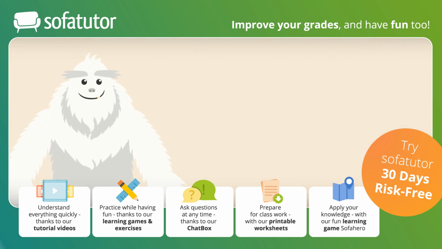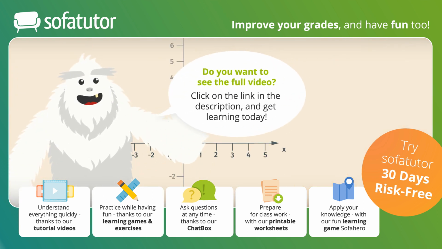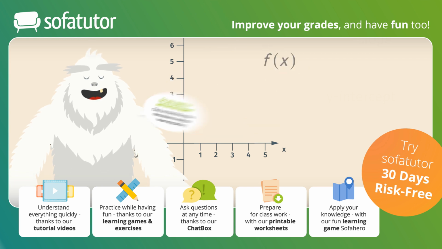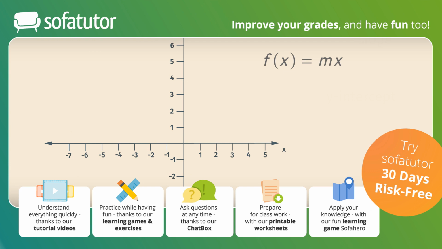As Ayrton knows, when linear functions are graphed, they always look like a straight line and are in the form f(x) = mx + b. Remember, m is the slope and b is the y-intercept.